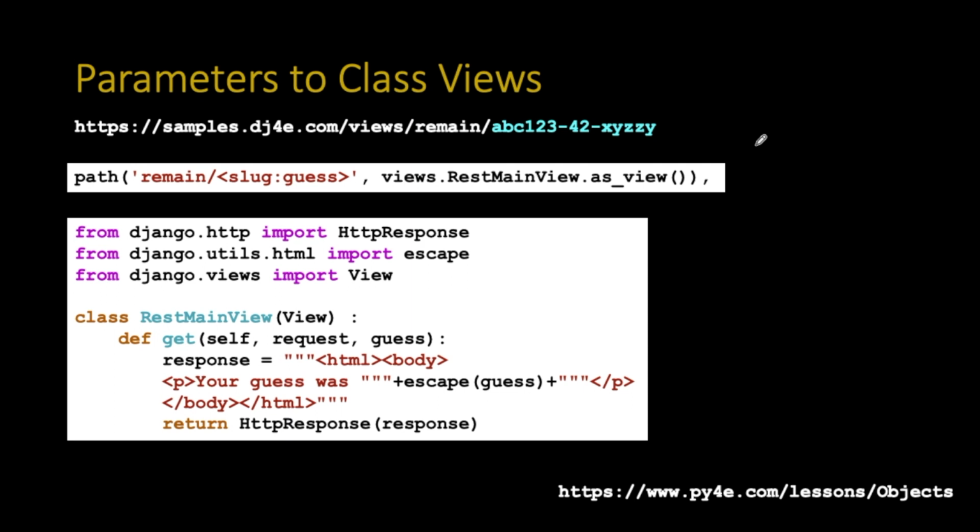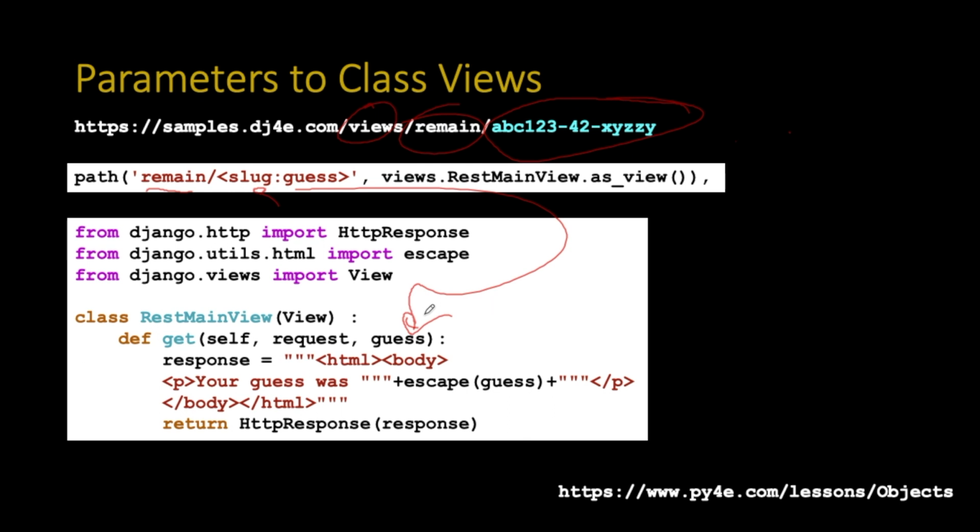And so we can also pass parameters to class-based views just like we can pass them to function-based views. You say, okay, with a prefix of remain, slug is a kind of string, and then guess is the parameter. So that says pull the string after the word remain off, right? Views is the name of the view. Remain is the view within the application. And then this third parameter is the guess, and it's automatically parsed and handed to us in guess.